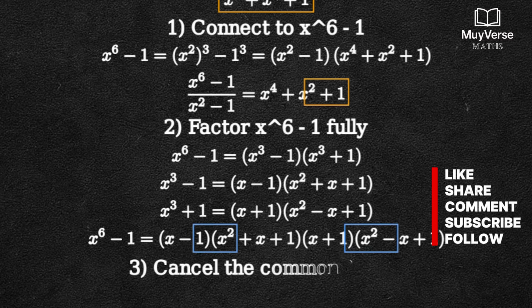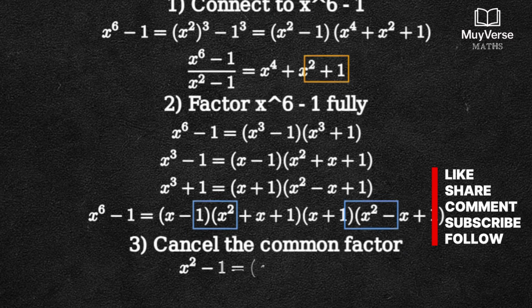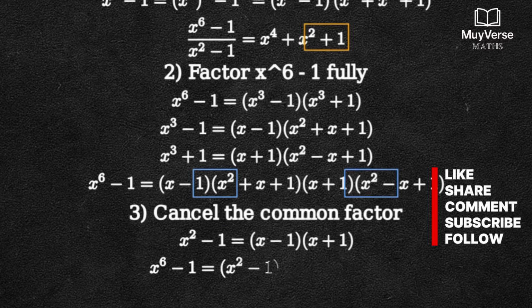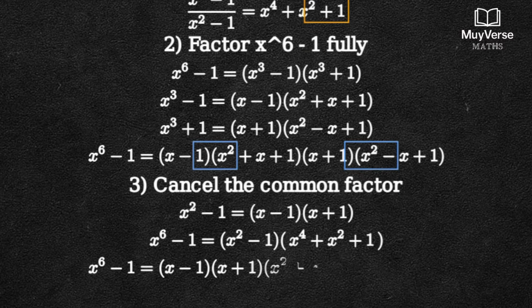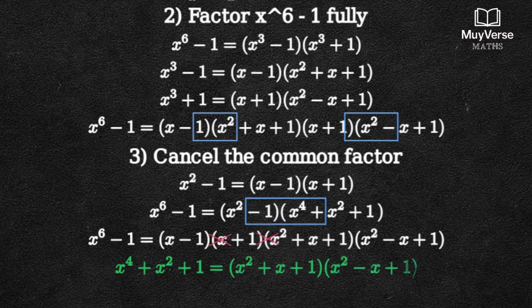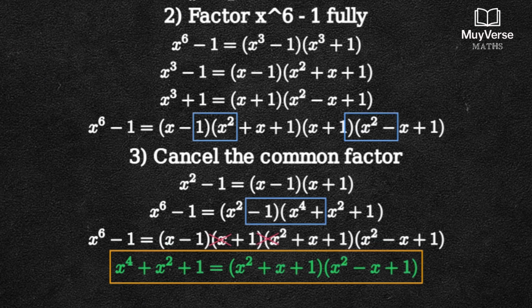Step 3. Cancel the common factor x^2 - 1. We also know x^2 - 1 equals (x - 1)(x + 1). Since x^6 - 1 equals (x^2 - 1) times our target, and we also factored x^6 - 1 into those 4 factors, the remaining factor must be exactly (x^2 + x + 1)(x^2 - x + 1).